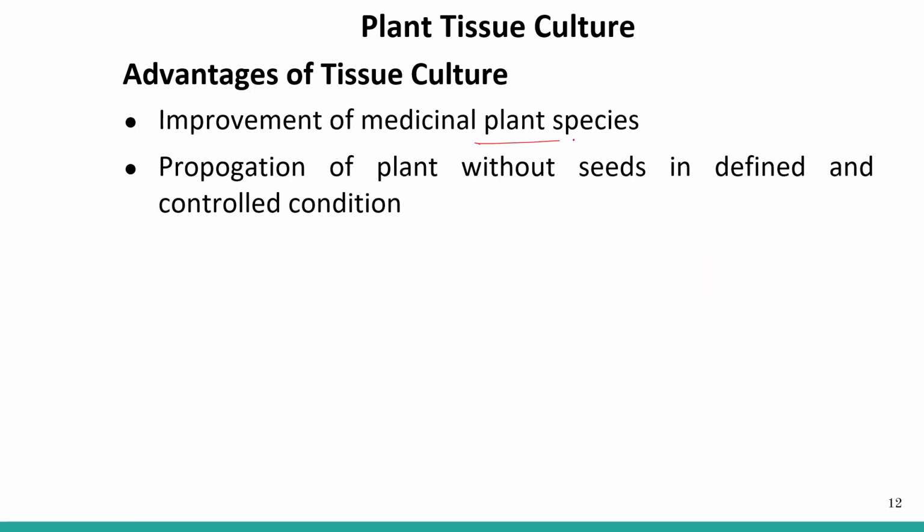Improvement of medicinal plant species. Propagation of plants without seed in defined and controlled condition. There are so many plants that cannot grow from seeds because they do not have any seeds, like banana. So we can propagate those plants with the help of tissue culture.